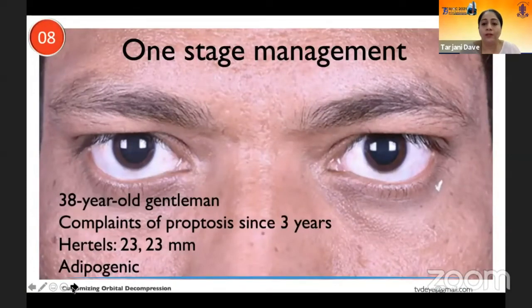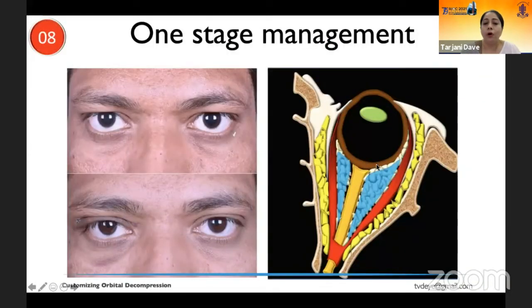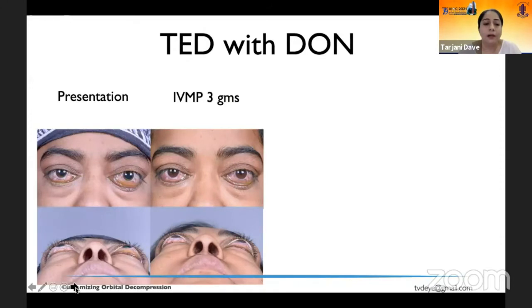One little word on one stage management. So patients like these who are worried about the upper eyelid blepharochalasis or dermatochalasis appearance, along with a little bit of maybe about 2 or 3 millimeters of bilateral proptosis and mainly adipogenic disease, it's a good idea to go ahead and remove your intraconal fat, as you see in the area in the blue over here. Just the fat decompression gives you a good reduction in the proptosis, and in the same sitting you can actually address the upper eyelids also and give a nice crease to the upper eyelid so that the patient looks much more symmetric.